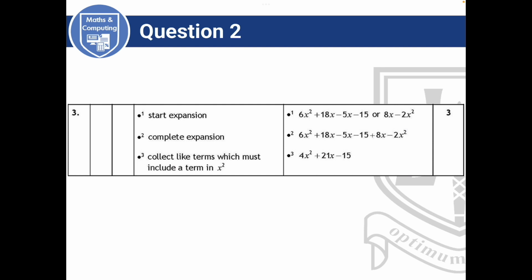So you get 1 for starting the expansion, i.e. the double brackets or the single bracket, another 1 for completing, i.e. doing the other one that you didn't do the first time, and then 1 for collecting in the like terms successfully to get 4x squared plus 21x and minus 15.